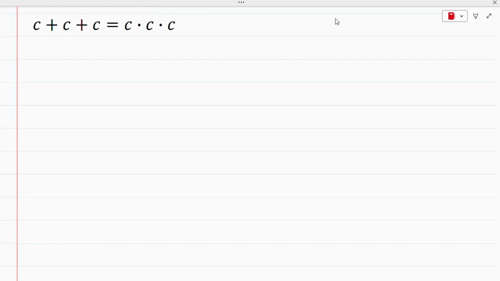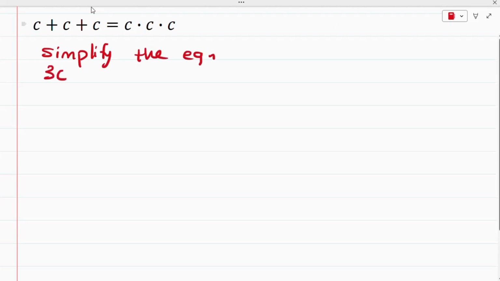So right here we have this question that says c plus c plus c is equal to c multiply c multiply c. We have to find the value of c. So the first thing, guys, you want to do is to simplify the equation. We have this to be 3c, because c plus c plus c is going to give us 3c, which is equal to c multiply c multiply c, which will give us c cubed, right?